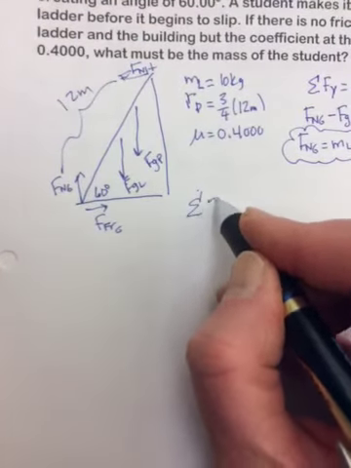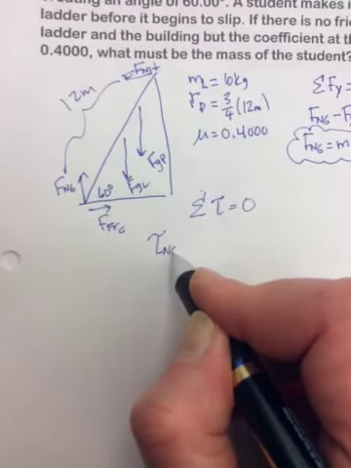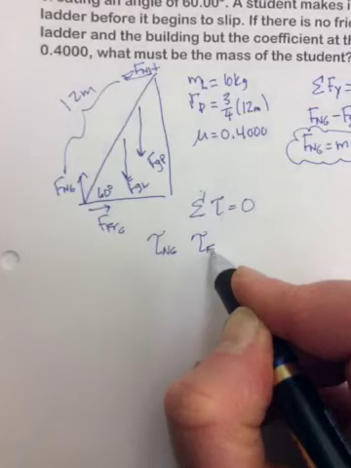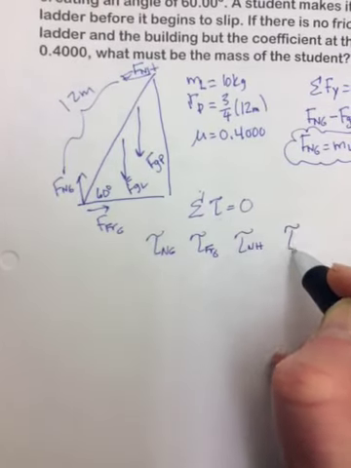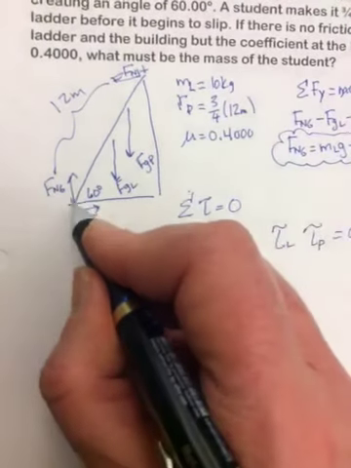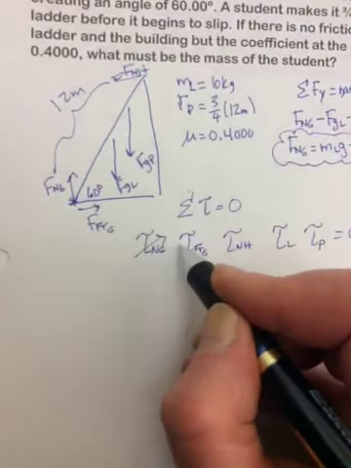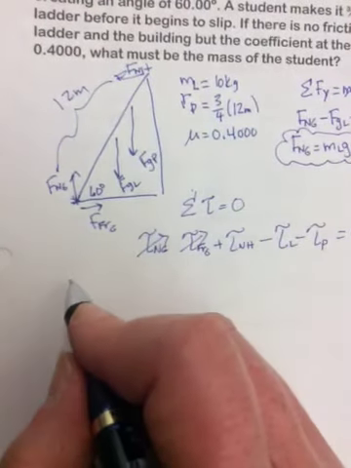So the sum of the torques is equal to 0. There will be a torque from the normal of the ground, a torque from the friction on the ground, a torque from the normal of the house, a torque from the ladder, and a torque from the person. Let's pick our pivot point down here. These two will go to 0. This one will be positive, negative, negative.